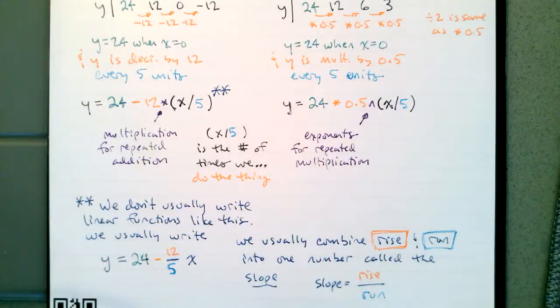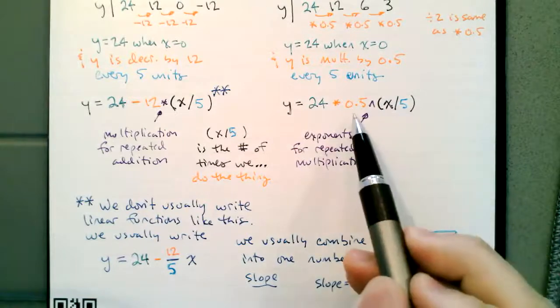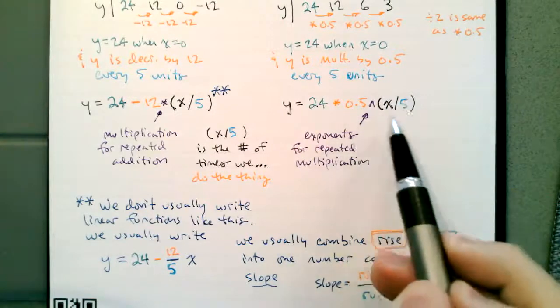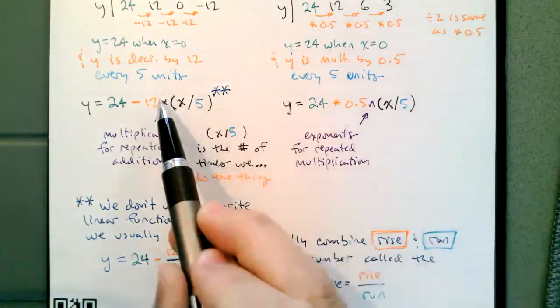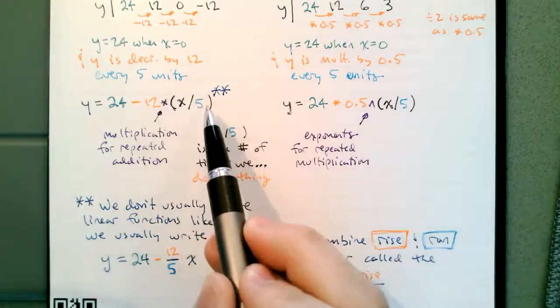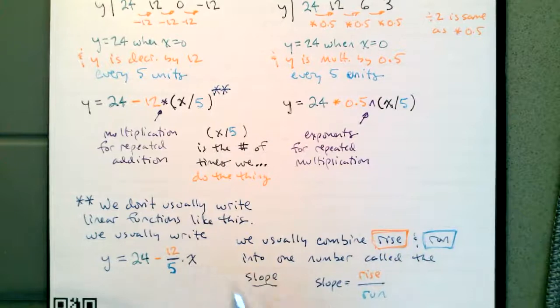But we can't do this combination of rise and run in an exponential function, because x is being divided by 5, but the 0.5 is being raised to this quotient. So I can't just rearrange things. This is just a 12 times an x times a 1/5, and I can do that in whatever order I want. I can take the 12 and divide it by 5 first, and then multiply the result by the x. But we don't have that option with an exponential function.